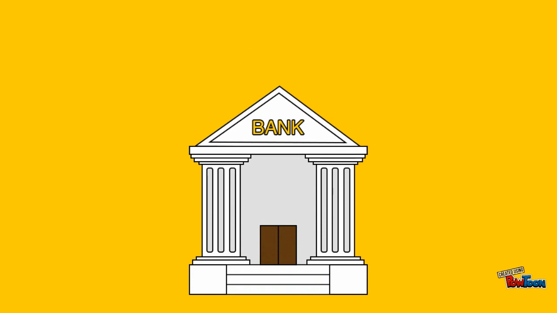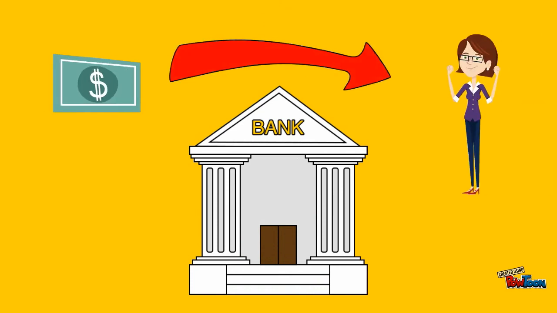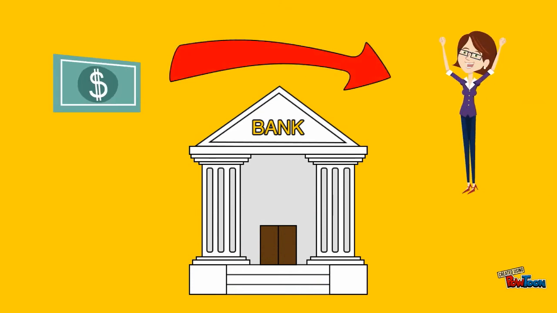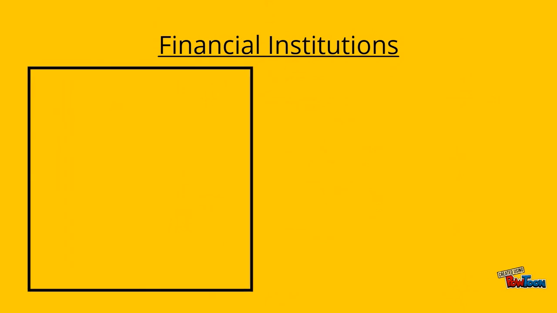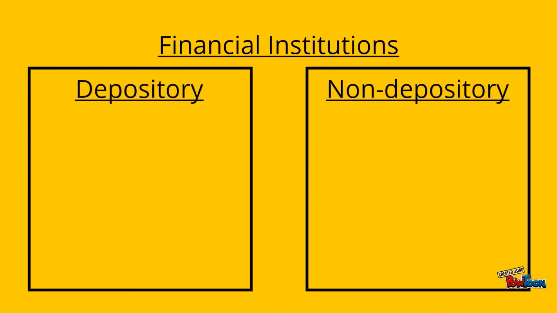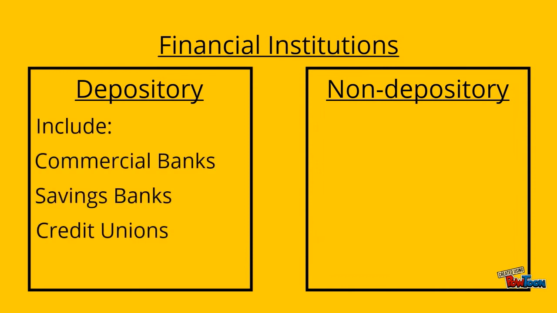Financial institutions help money get to the people who need it. These institutions fit into one of two categories: depository and non-depository institutions. Depository institutions include commercial banks, savings banks, and credit unions, and allow people to deposit money, which they then use to lend to people interested in borrowing it.